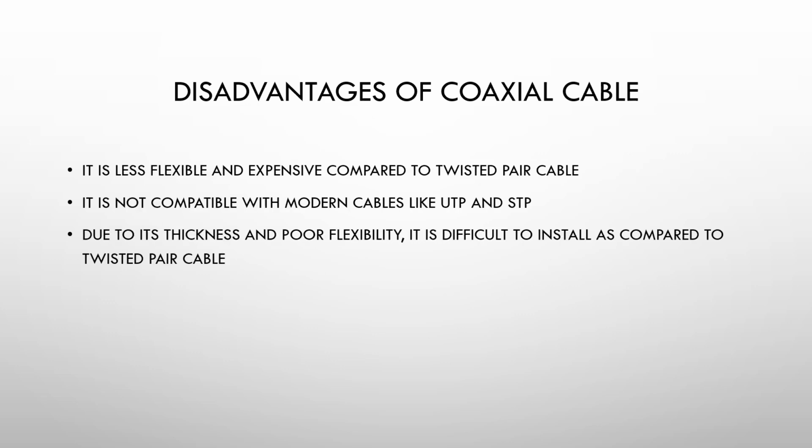Disadvantages of coaxial cable. Now, it is less flexible and expensive as compared to twisted pair cable. It is not compatible with modern cables like UTP and STP. Due to its thickness and poor flexibility, it is difficult to install as compared to twisted pair cable. Now these disadvantages you can see while installing a DTH.